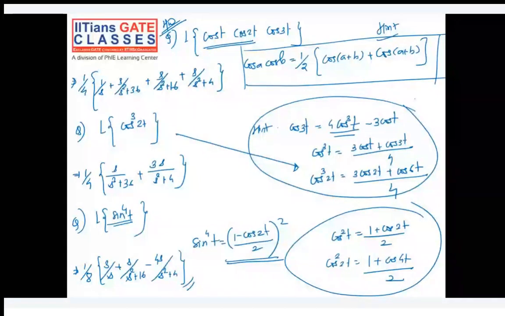A little bit difficult or a little bit different. Sir, just one basic doubt. Cos 3t into cos 3t, we can write it as cos square 3t, yes, sir? Yes, cos square 3t. Basically it means cos of 3t whole square, right? And cos of 3t whole square is cos square 3t. That's all.